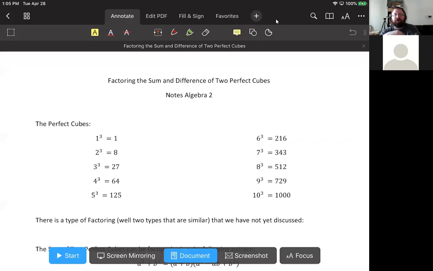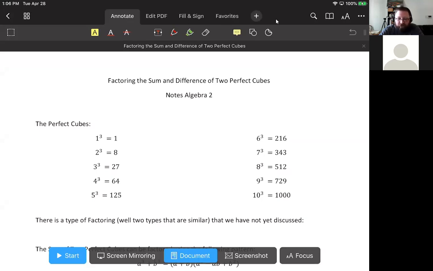Today we are talking about factoring the sum and difference of two perfect cubes. Now this is relatively similar to when we discussed factoring difference of two perfect squares, in that we need to recognize certain math facts in practice here so that we can tell that that's what we're looking at.